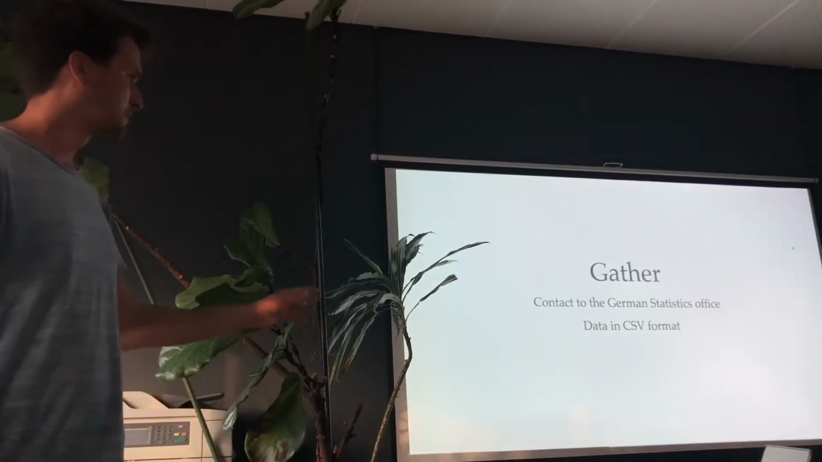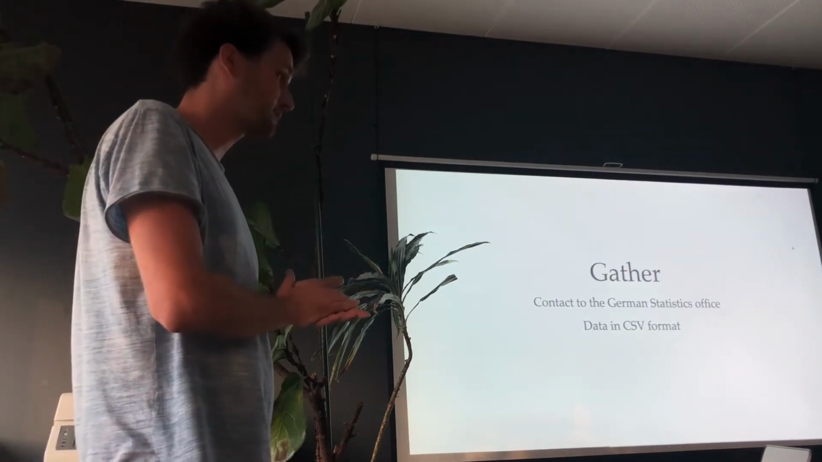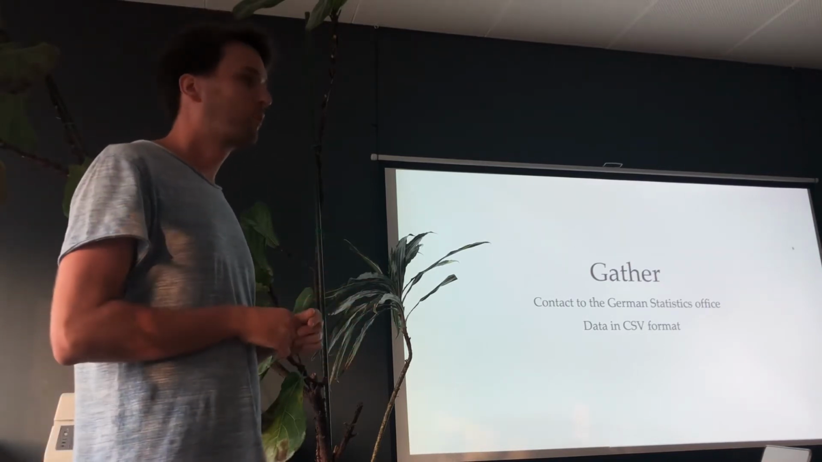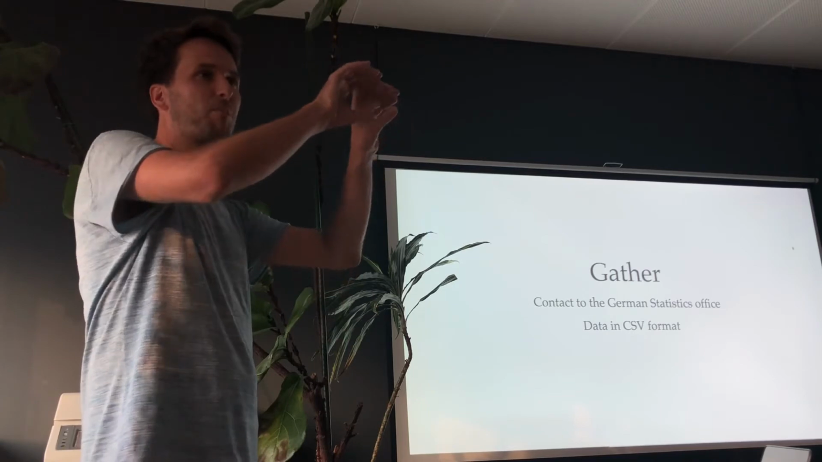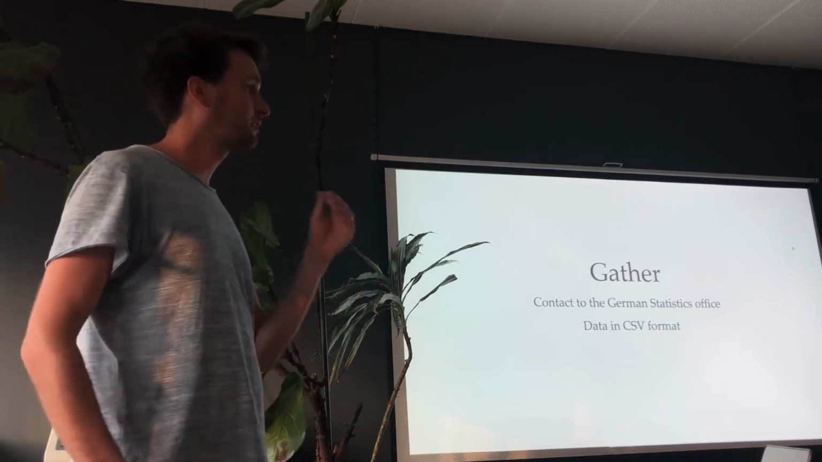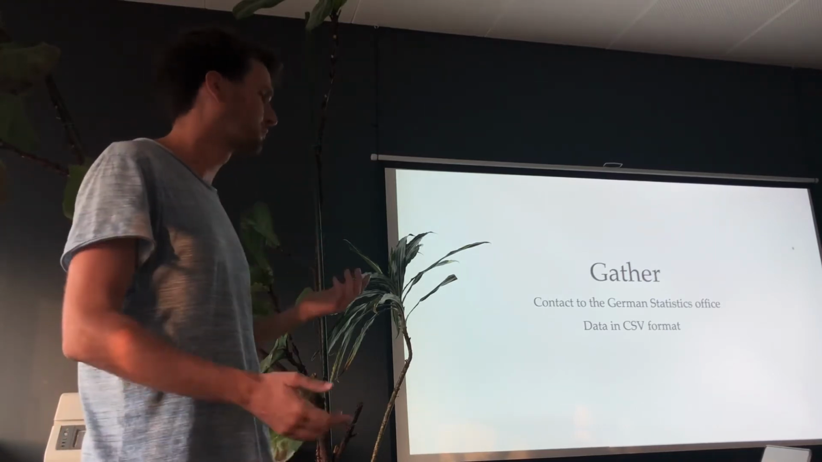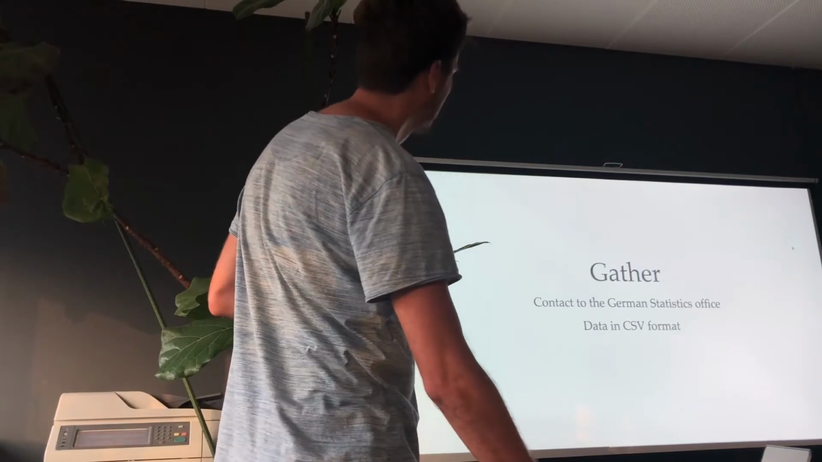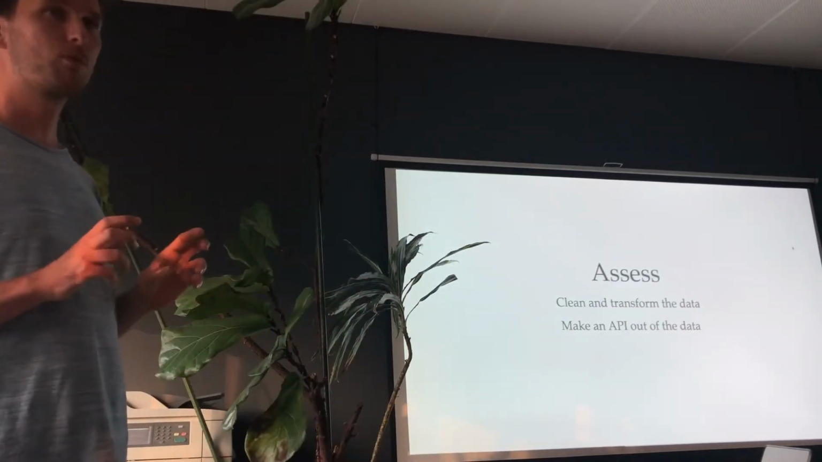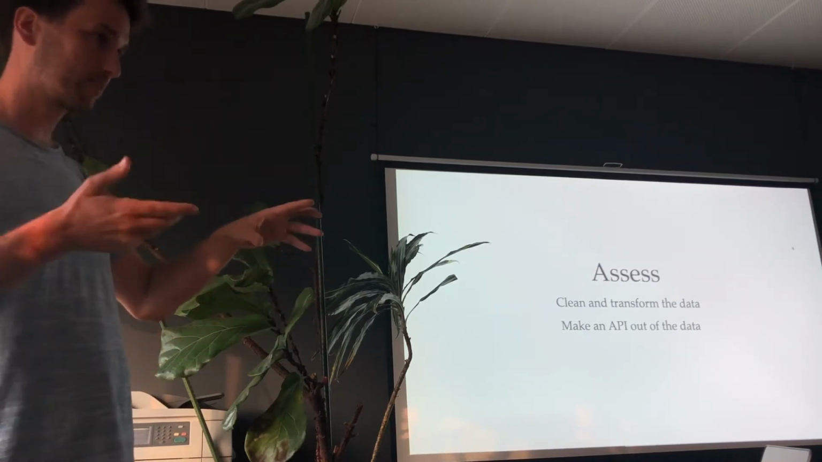So I could gather the data quite easily from the German Statistics Office, and it was in a CSV format. That was really good. The only thing was that it had double headers. It was a CSV, but it was not really usable. So I had to clean it, transform it, and then we created a small API out of it that we could access using these templates.